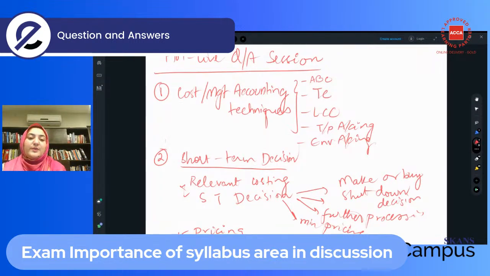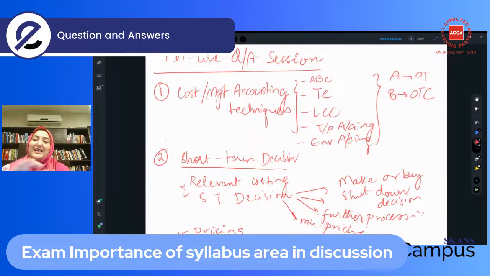If I talk specifically about the cost and management accounting techniques, the entire set of topics can be tested in all 3 sections of the exam, and mainly in section A, which is the objective test questions, and section B, which is the OT case questions. The examiner has specifically highlighted that this area will not be thoroughly covered in section C of the exam, which is the constructed response questions or the long form questions.